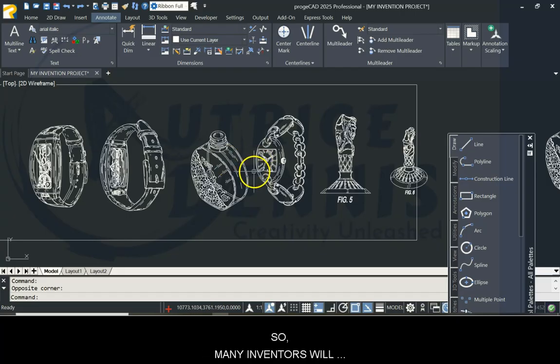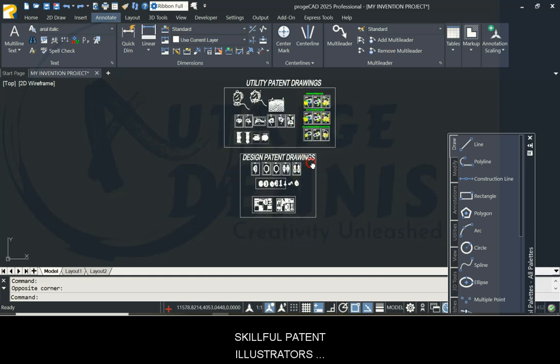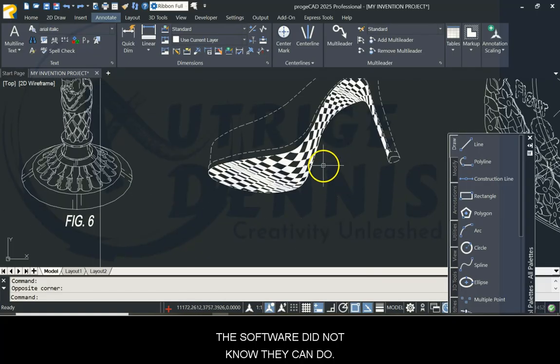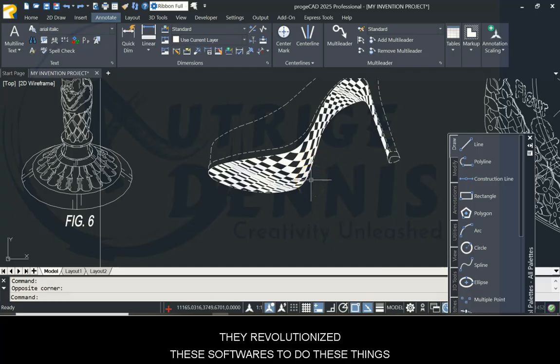So many inventors were asked, or people in general, where did you go to school to learn patent drawing? There is no school. Skillful patent illustrators, throughout the years, by whatever means, revolutionized these sophisticated engineering software to do things that even the software does not know it can do. They revolutionized these software to do these things.